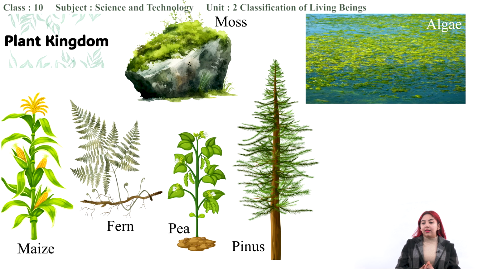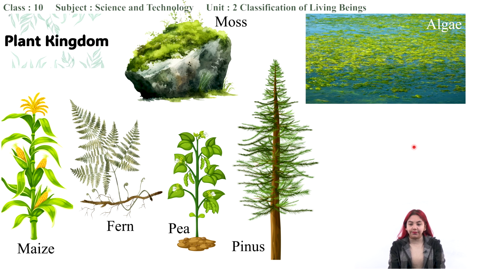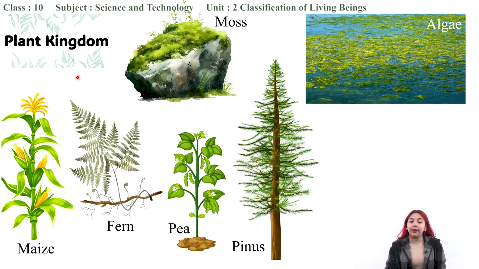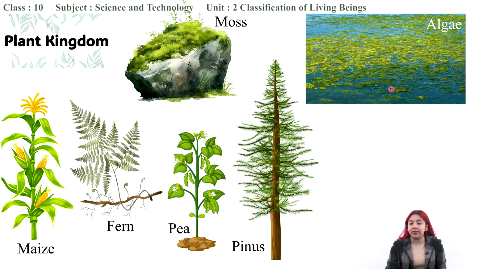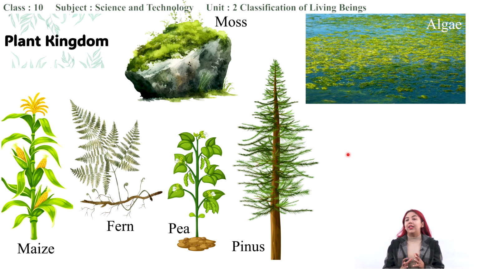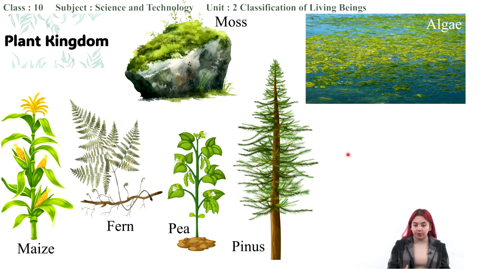Now looking at this diagram of all the plants that I've shown here, can you tell me a few identical characteristics among all these organisms? Yes, all of them are green in color due to the presence of chlorophyll. Due to the presence of chlorophyll, they can prepare their own food. That means they are autotrophs.